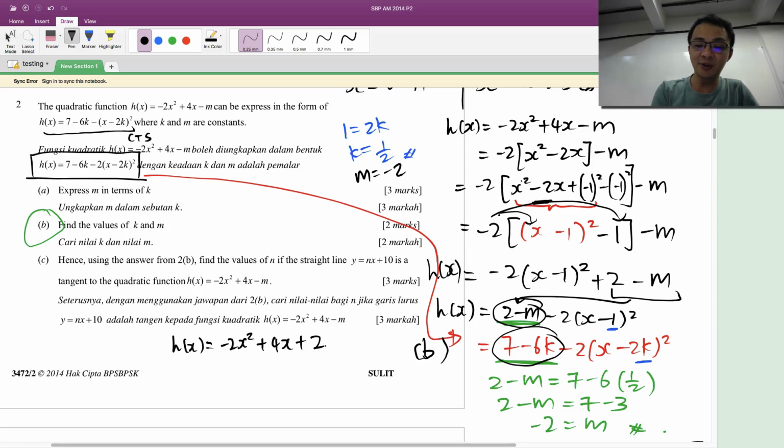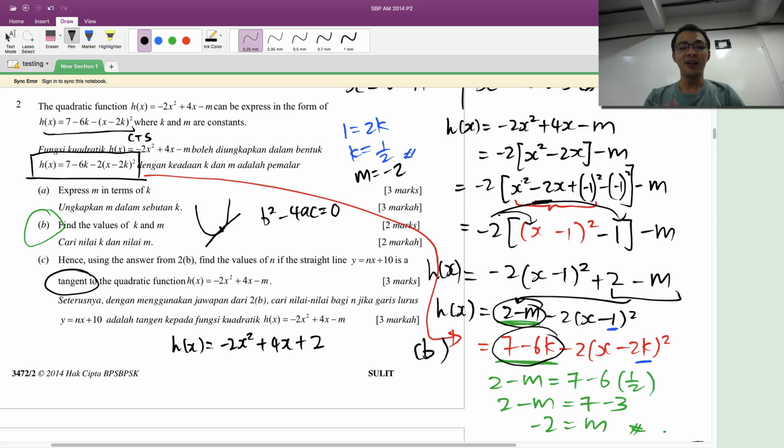Okay, since you see the word tangent, there are two possibilities over here. The first possibility: tangent means the curve will touch the straight line at one point. So b squared minus 4ac equals 0. This is one of the meanings of tangent. The other meaning of tangent basically means they will have the same gradient over here. Then you have to do something like dy/dx. But if you want to do dy/dx, you must have the x coordinate. But in the whole C section here, you do not have the x coordinate. So there's no way you can use dy/dx in doing this one.